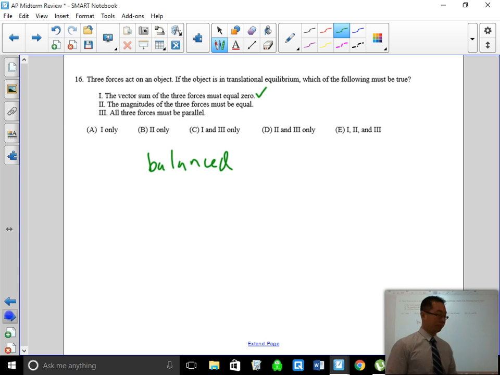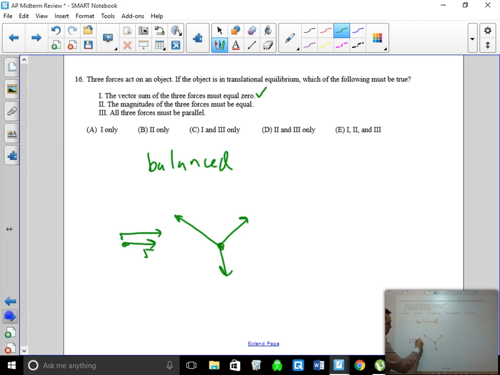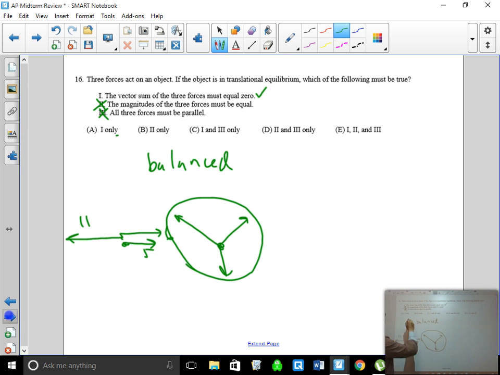I mean, it could be equal. We could have one force here, and one force down, and all 3 forces would cancel each other out, assuming they're the same. But they don't have to all be equal. I could have a 5 going here, a 6 going here, and 11 going the other way. So in this case, they are not equal forces, so it can't be choice 2. And in this example, they're not parallel, so it can't be choice 3. The only answer that makes sense is choice A.